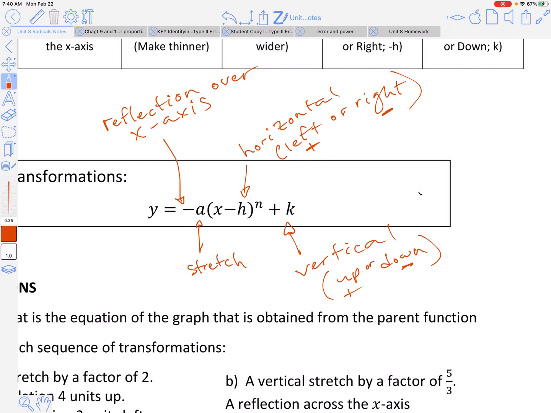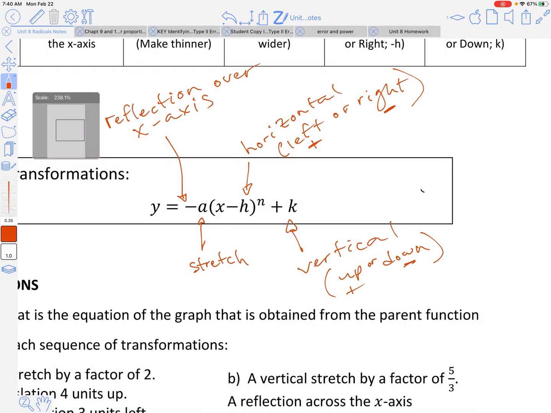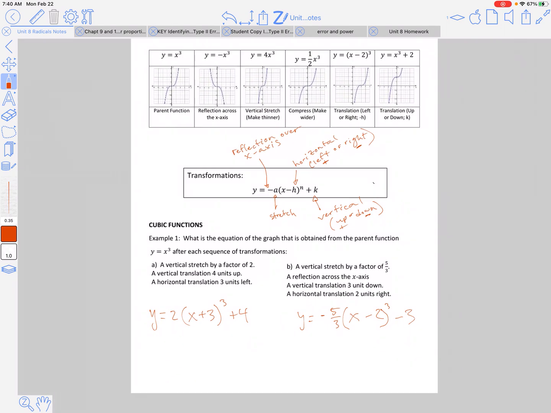The A in front either causes the stretch or the compression, depending on if it's a fraction or not. And then we have our horizontal transformations, so inside with the x, because x runs horizontally. So don't forget that opposites, because we're setting it equal to 0 inside that parentheses. So positive will go left, negative will go right. But vertical, you notice the K follows the intuitive symbol there. Up will be positive, down will be negative.